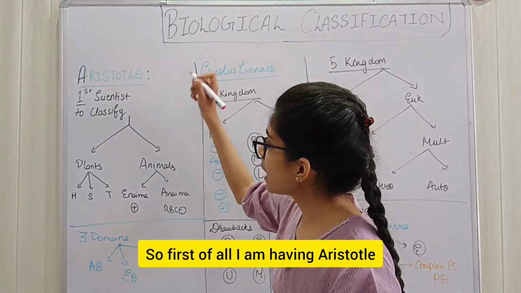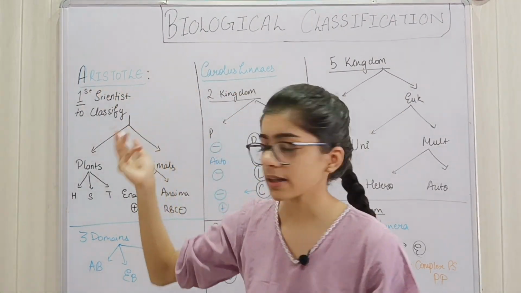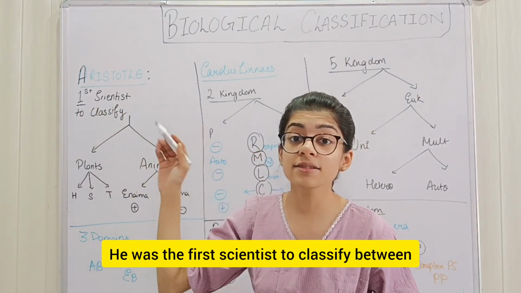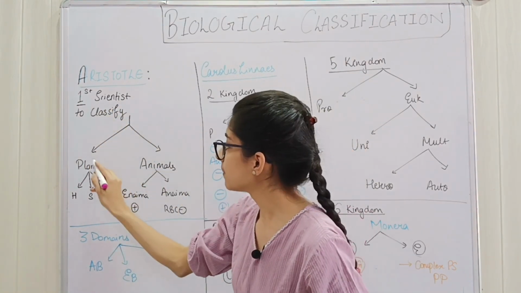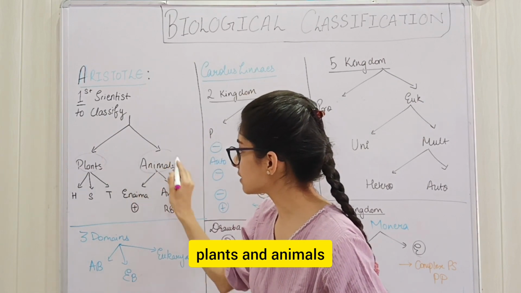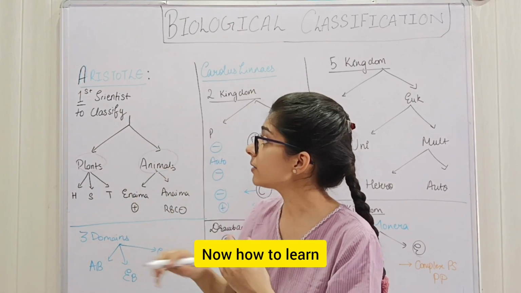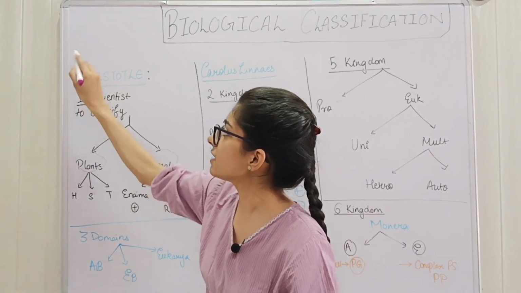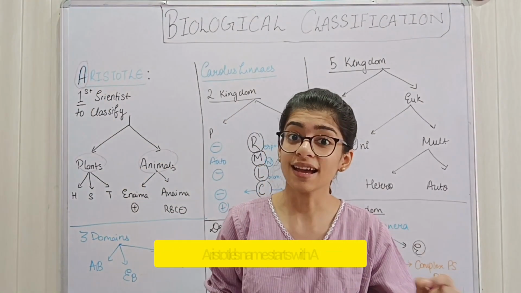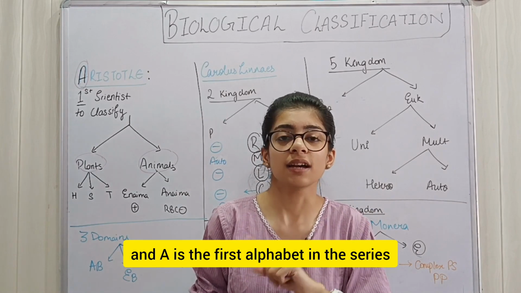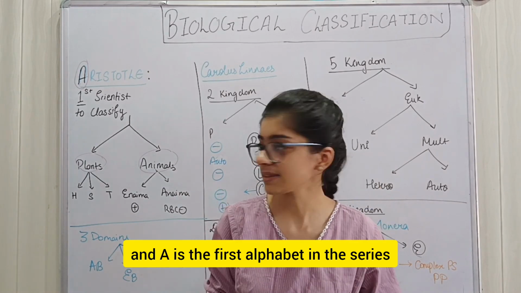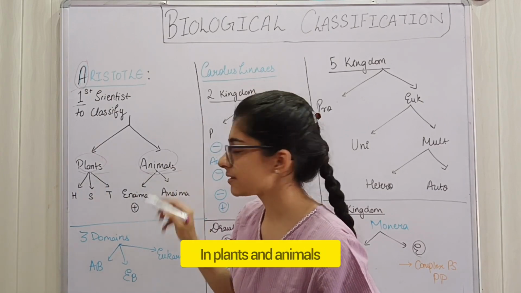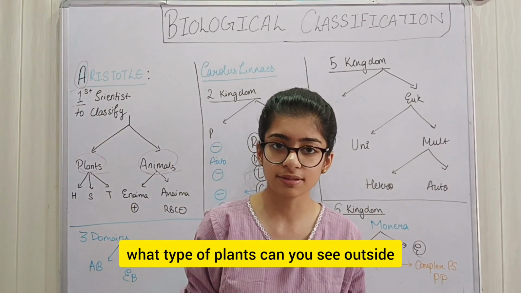So first of all, I'm having Aristotle. You must have heard his name. He was the first scientist to classify between plants and animals, right? Now, how to learn that he was the first scientist? Aristotle's name starts with A and A is the first alphabet in the series. So, first scientist A.